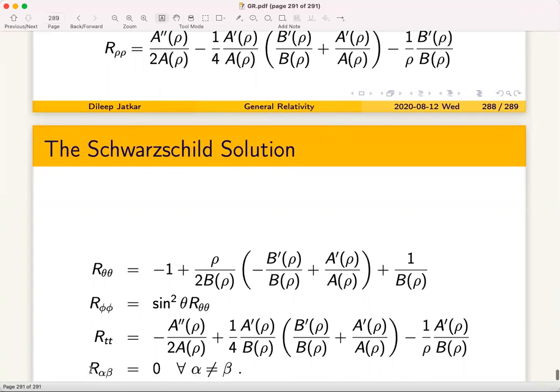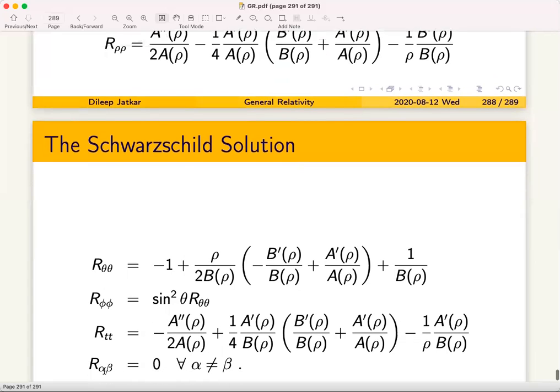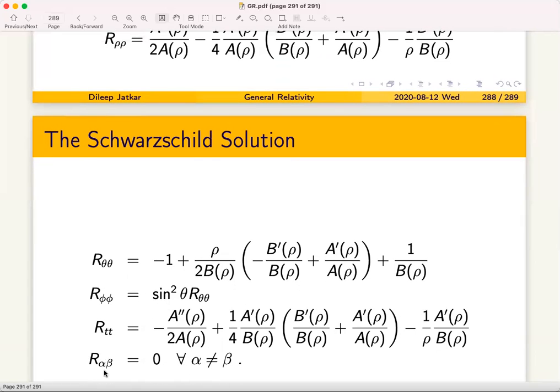All other components of the Ricci tensor vanish, so they do not impose any condition on A and B. So what we will do next time is use this set of equations, manipulate them, and obtain A and B as functions. Now, of course, we won't be able to solve for A and B completely, because these A and B are obtained in the space where there is no point mass source. Only the symmetry generated by the point mass is being used.